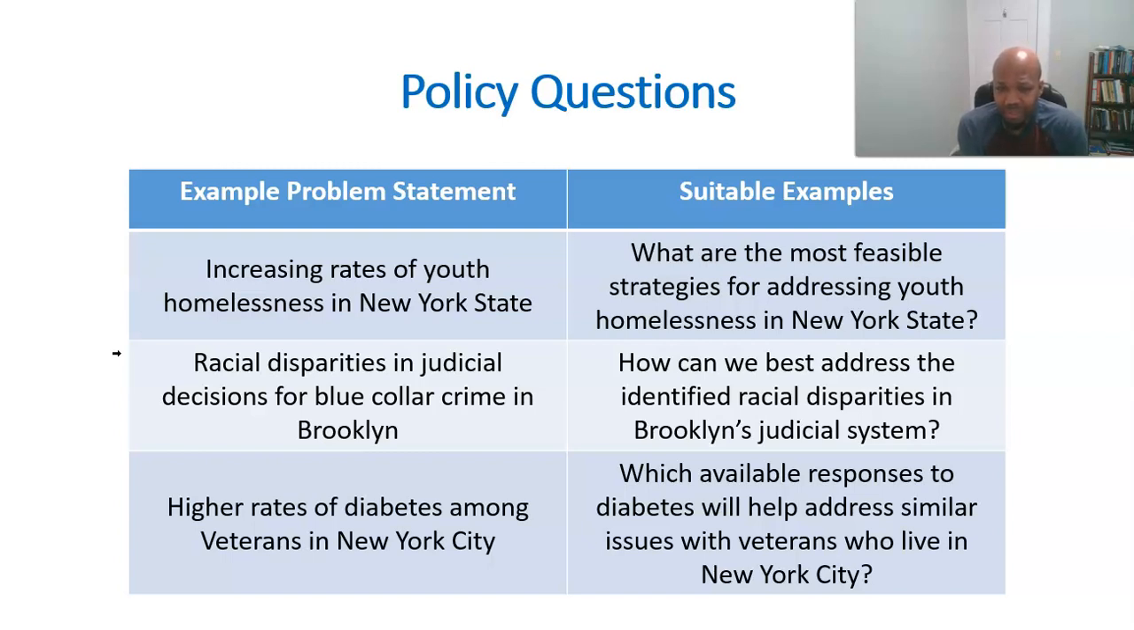I'll just skip forward to the third scenario here. Higher rates of diabetes among veterans in New York City is the problem statement or the topic that we're focusing on. And so the suitable example would be, which available responses to diabetes will help address similar issues with veterans who live in New York City? So again, a bit of a play on words, but once you nail down what your topic is, using that strategy of scoping down to the population and scoping down to the jurisdiction, you really just have to wrap the problem around those two elements.